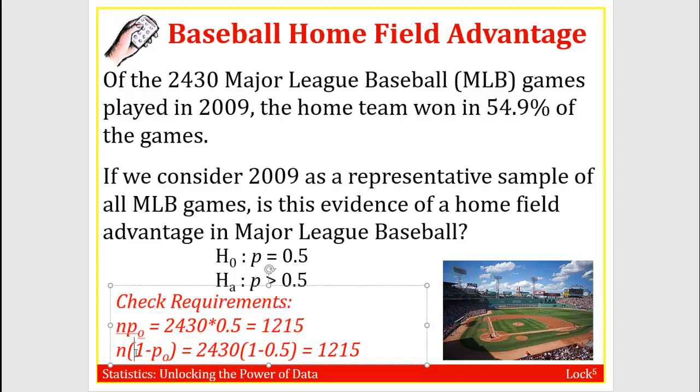We do the same thing for the other quantity. We're going to take n times 1 minus p naught. In this case, that's 2,430 times 1 minus 0.5, which ends up being the same thing, 1,215, which is still bigger than 10, so we do meet the requirements for the normal approximation. Now we're ready to go ahead and actually start doing the test.